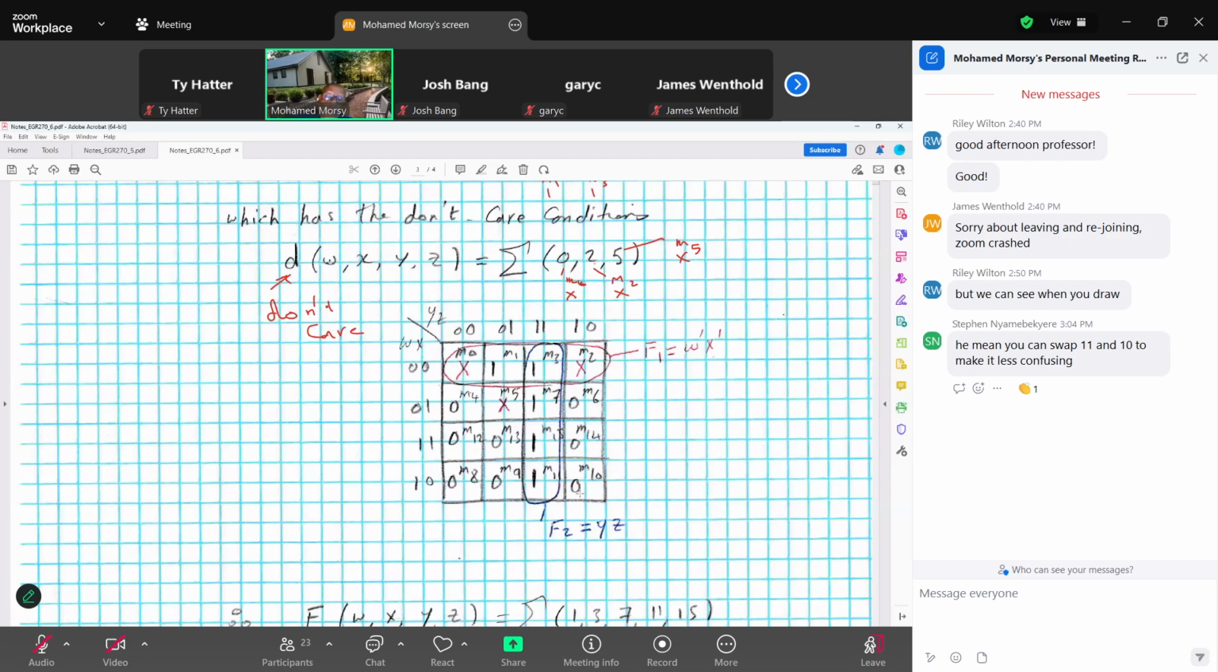What is the benefit of these don't cares? Let us group adjacent ones. Do we have 8 adjacent ones? No. Do we have 4? Yes. We have 4 here. We have 4 here.